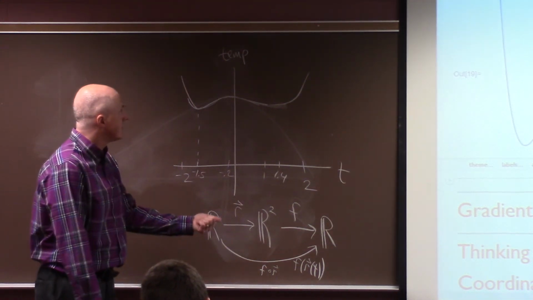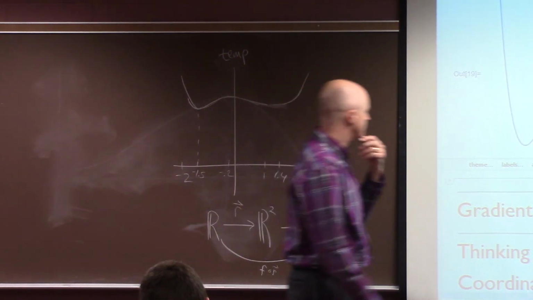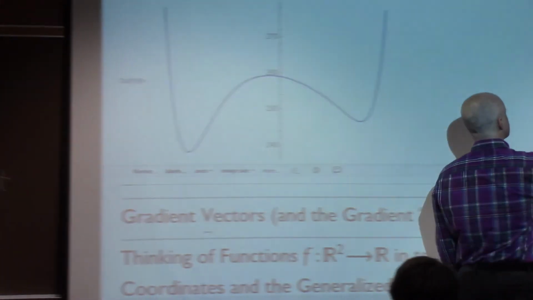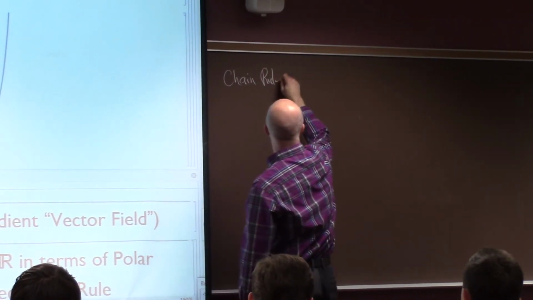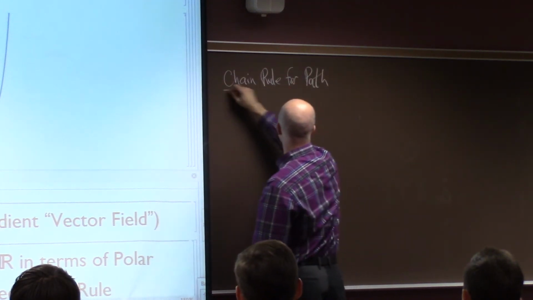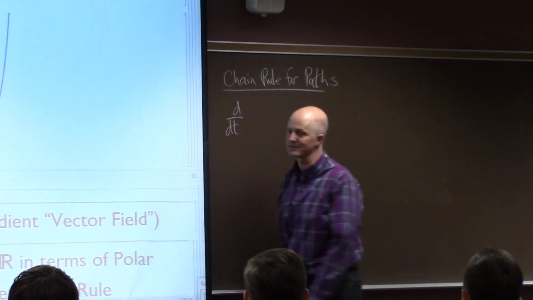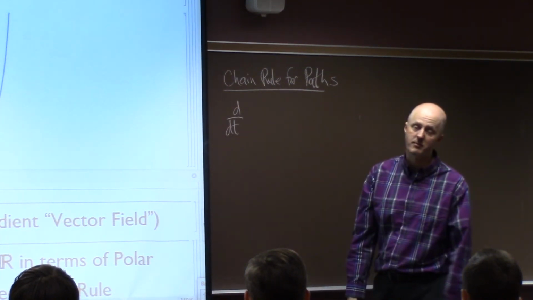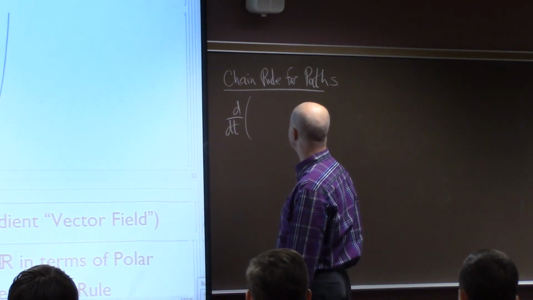Okay. And we might want to know the derivative of this. How is the temperature changing? There's a chain rule for paths that can be used to figure out the derivative of this. It's actually not the easiest way to find the derivative in this case once you've got the formula for this function. However, it's still pretty useful in many cases.